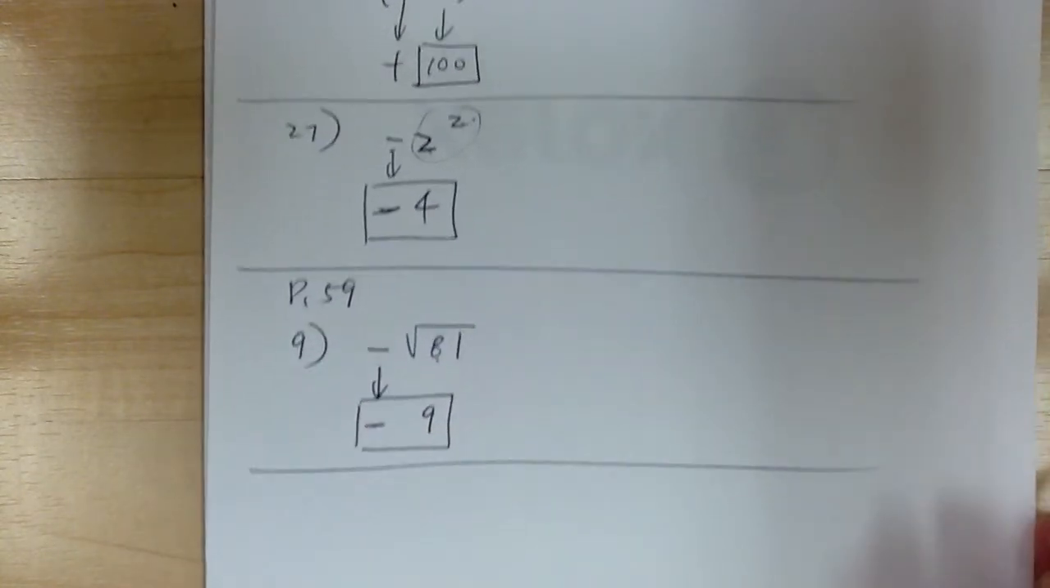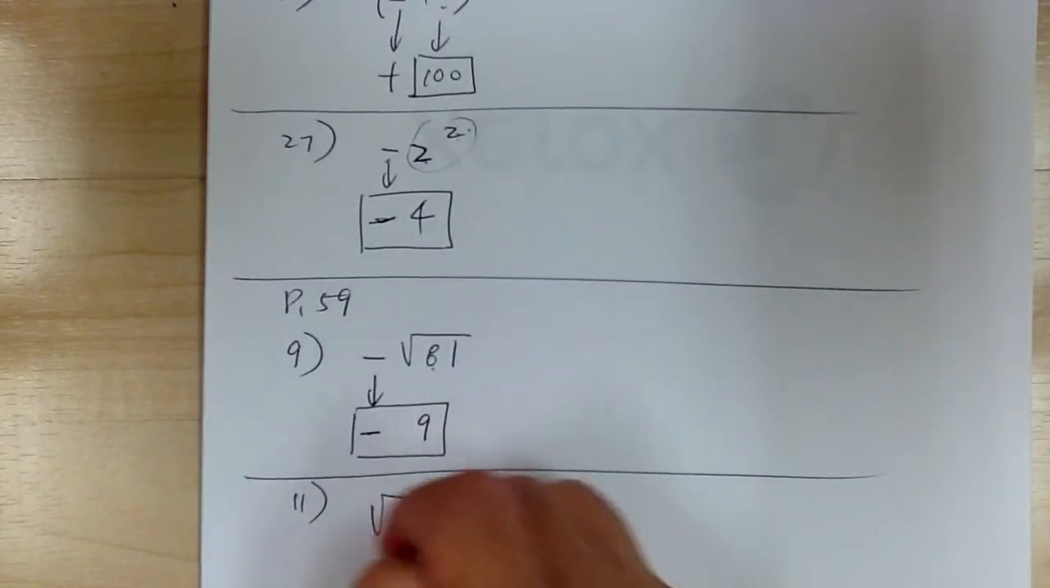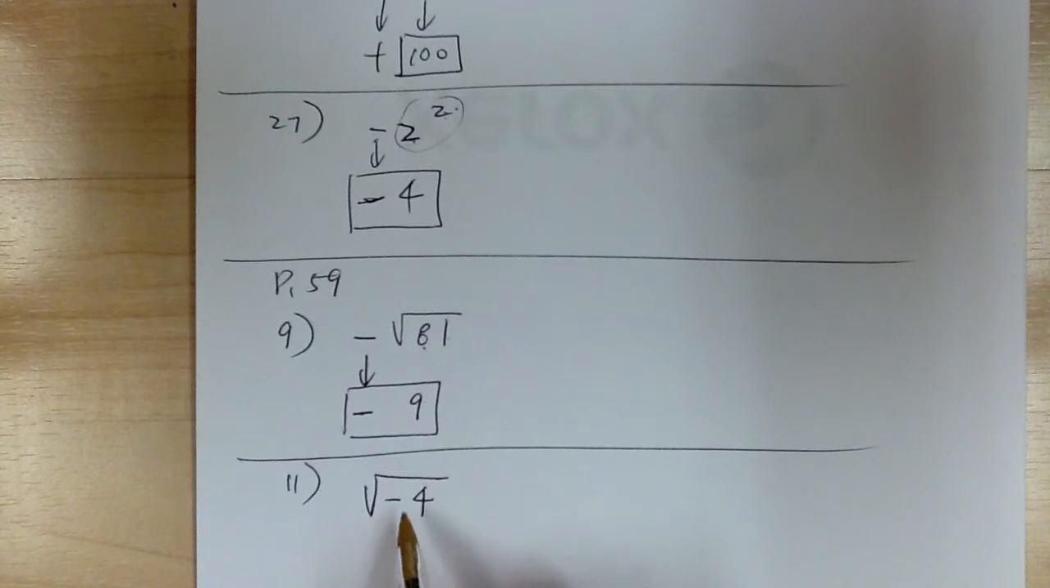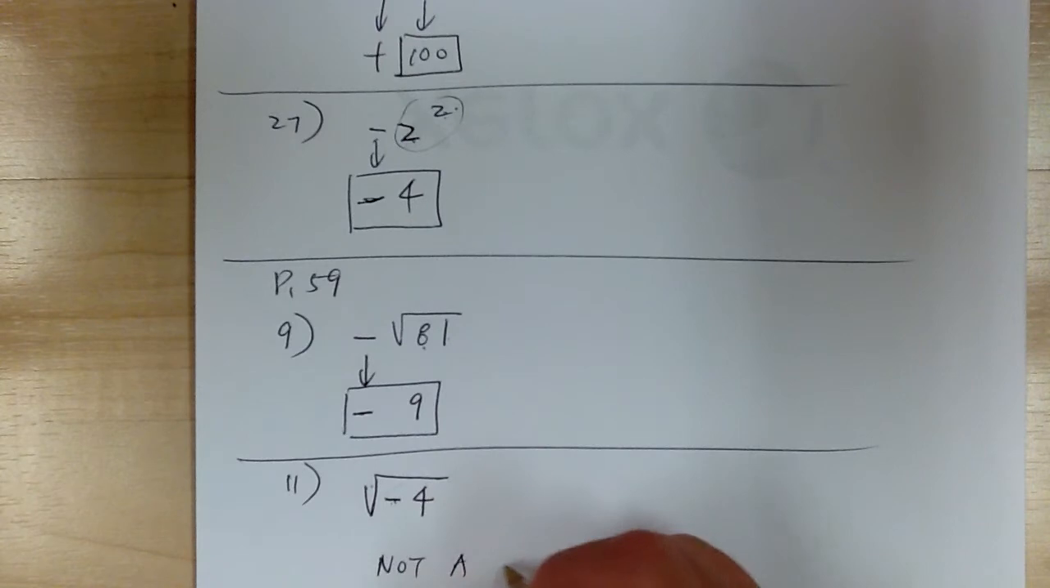Okay. Let's go to number 11. Number 11, you have a square root of negative 4. Now when you have a square root, this is called the index. When you don't see a number, the index is 2. So when the index is even, then you cannot have a negative inside, or else it's going to be unreal. So again, you have a negative inside the square root. So this is not a real number.